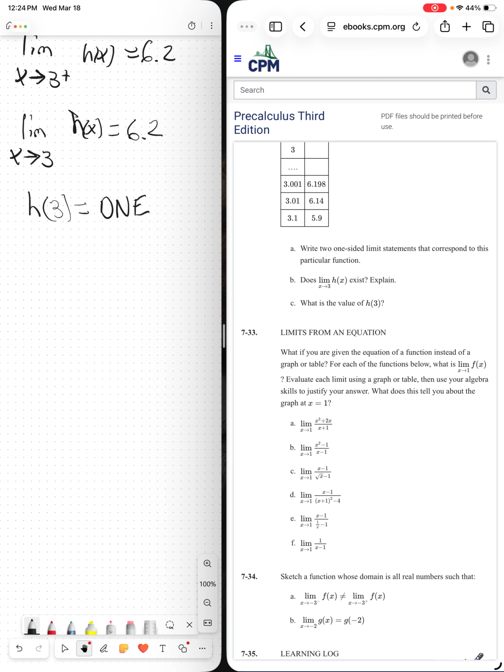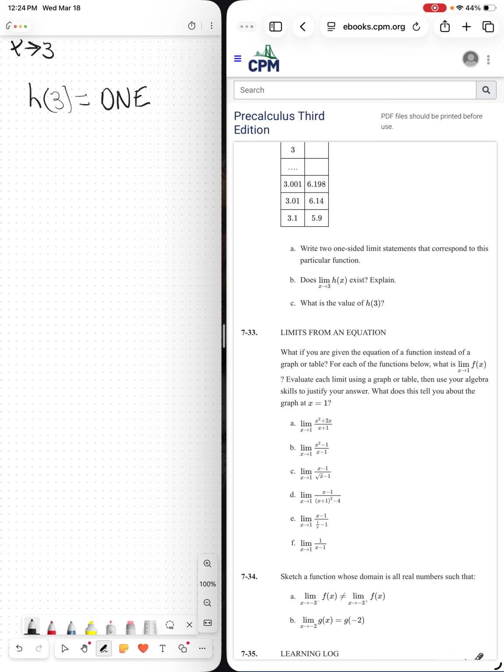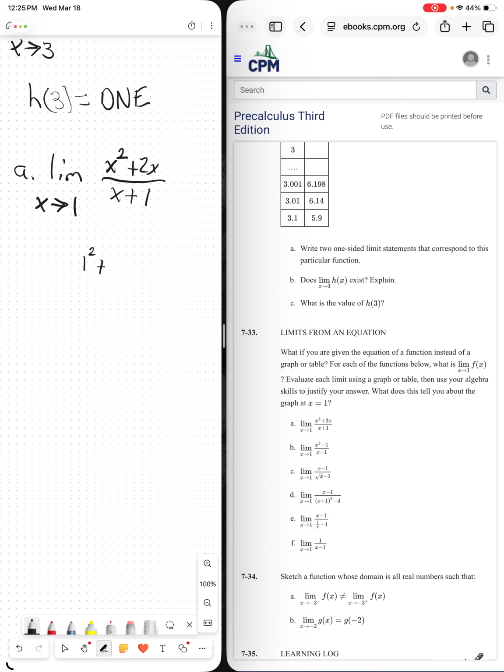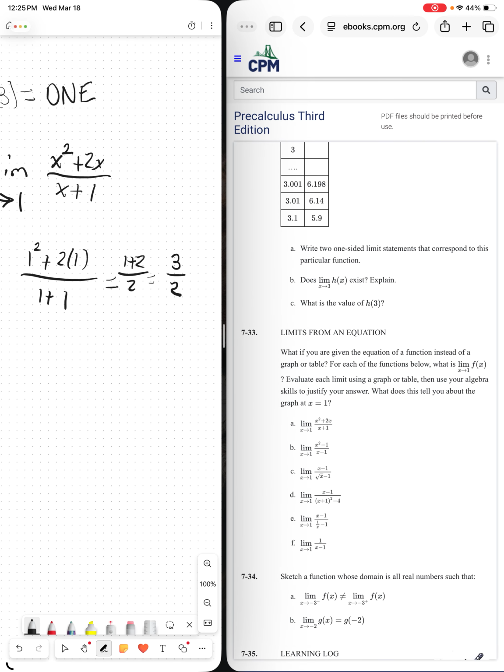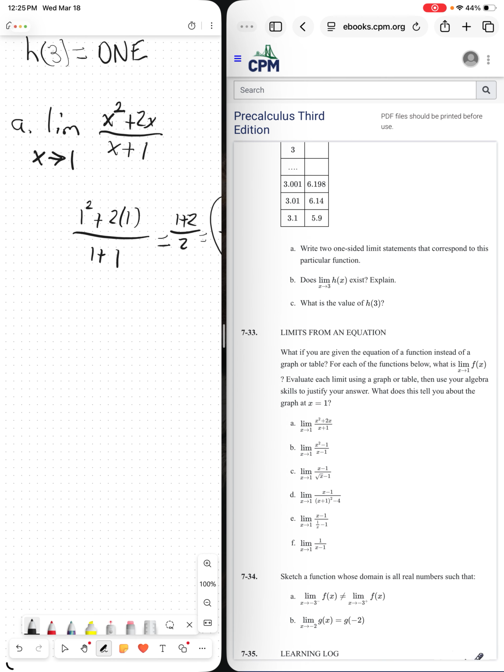Okay, and then number 33, what if you're given an equation? If we're given an equation, we just plug in if it will allow us to plug in. So if you look at A, and you have the limit as x approaches 1 of x squared plus 2x over x plus 1, just plug in 1 squared plus 2 times 1, over 1 plus 1. So you end up here with 1 plus 2 over 2, or 3/2. That's your limit.